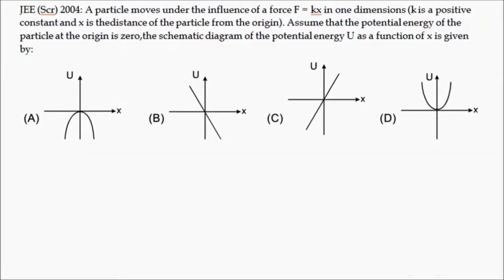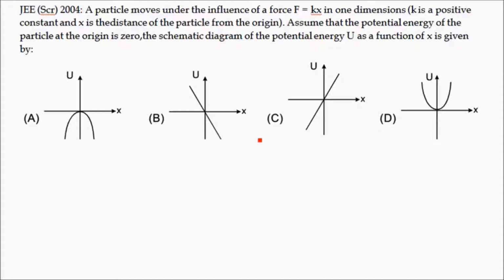Now we'll see one problem of JEE Screening 2004. A particle moves under the influence of a force F = kx in one dimension. K is a positive constant and x is the distance of the particle from the origin. Assume that the potential energy of the particle at the origin is zero. The schematic diagram of potential energy U as a function of x is given by. So you have to calculate the value of potential energy as a function of x.